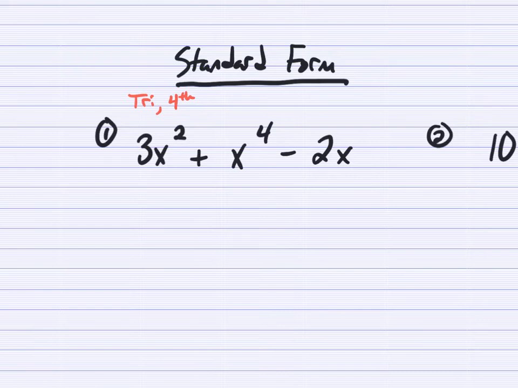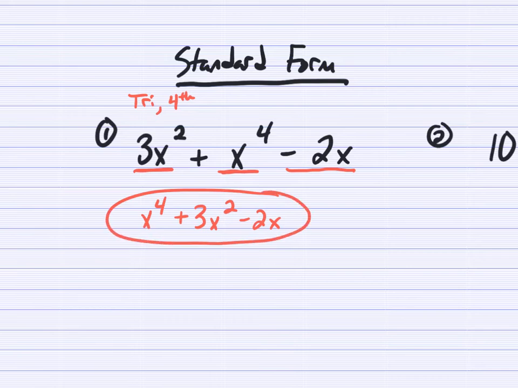Now, standard form says if there's 3 terms, we have to put them in order from the largest degree to the smallest degree. So x to the 4th is the largest degree, so I would rewrite him and put him first. 3x squared is the next highest degree, so since that's a positive 3x squared, I'm going to write plus 3x squared. And then finally, negative 2x is the smallest degree, so I would put him last. So this trinomial to the 4th degree is now written in standard form.